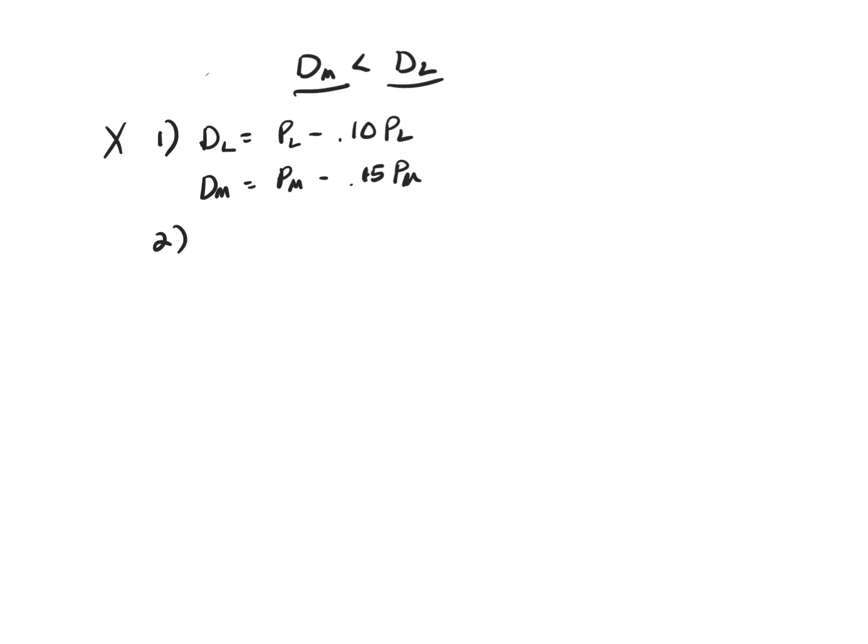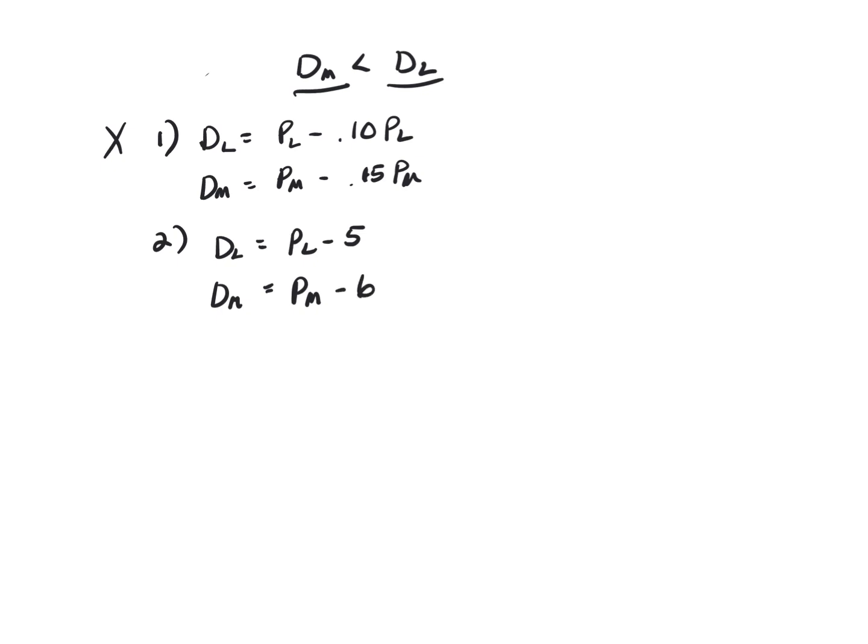Clue 2. Clue 2 says at store L, the discount price is 5 less than the regular price. So the regular price minus 5. At store M, the discount price at store M is $6 less than the regular price.